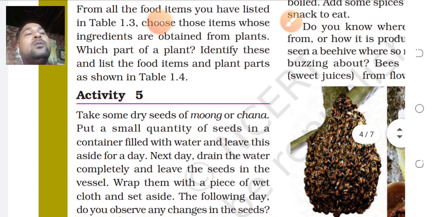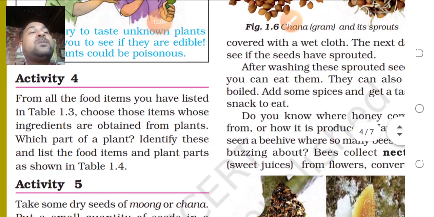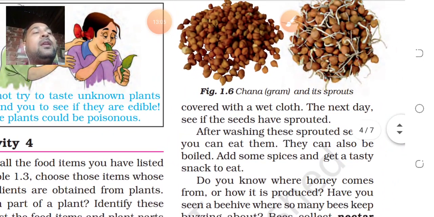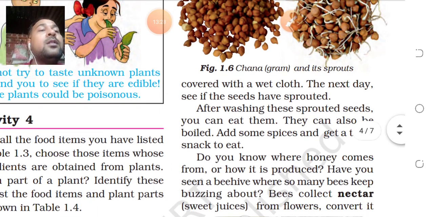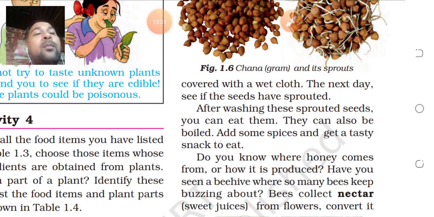The first day the roots may be small, but on the second day you will see them a little bit bigger, and on the third day bigger still. This particular thing is called a sprout. So you can say chana and moong have sprouted. After washing these sprouted seeds, you can eat them. They can also be boiled, and you can make some kind of tasty dish.